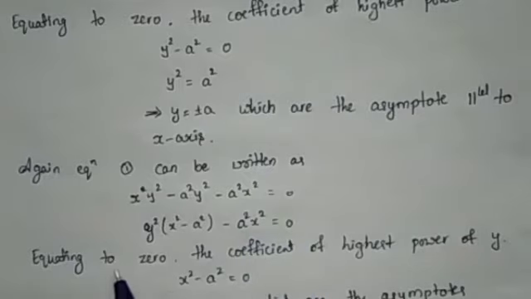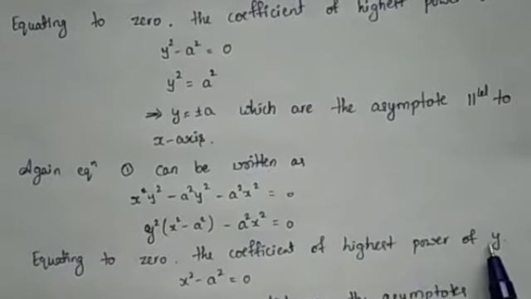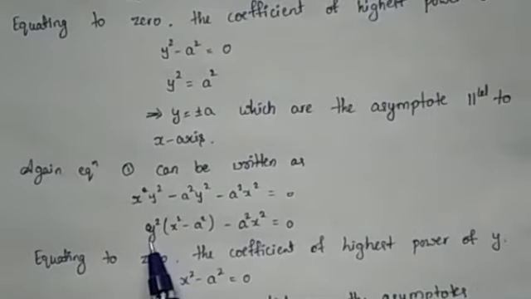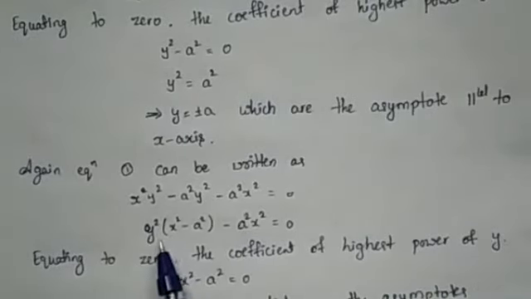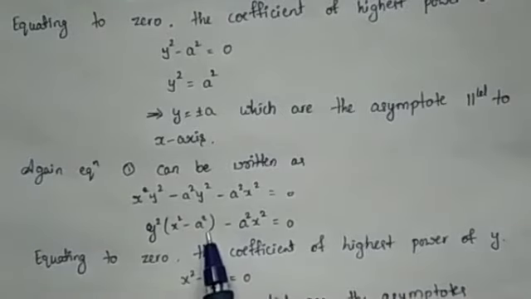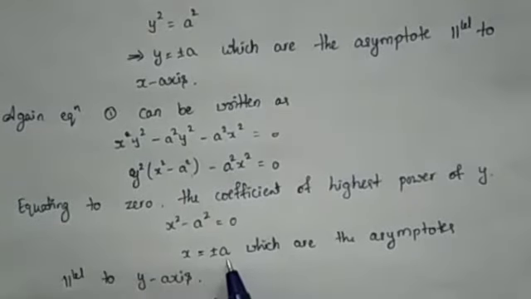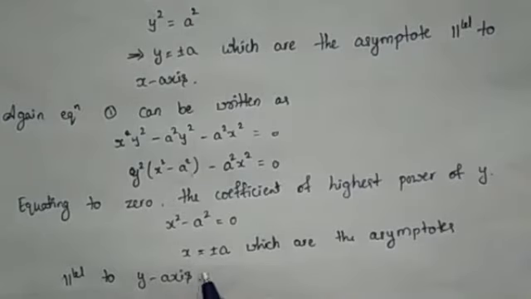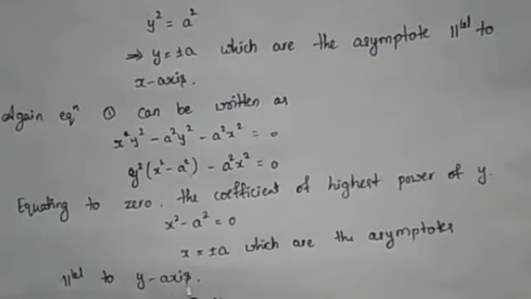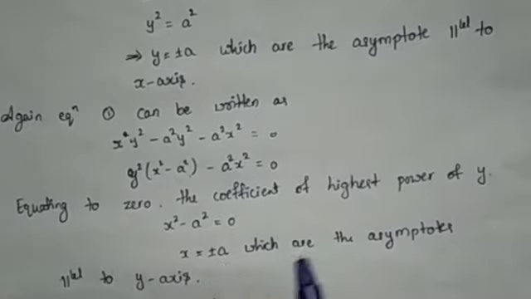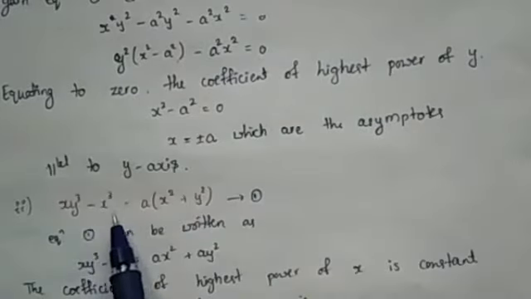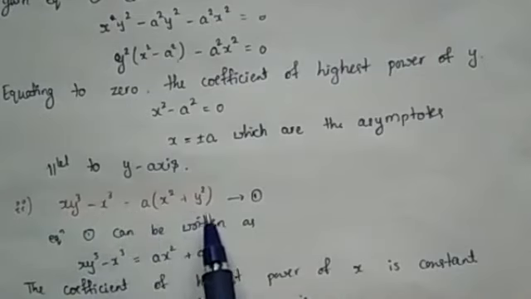Equating to 0 the coefficient of highest power of y. The highest power of y is y square and its coefficient is x square minus a square. x square minus a square is equal to 0, then you get x is equal to plus or minus a, which are the asymptotes parallel to the y axis. So the asymptotes parallel to the y axis are x is equal to plus a and x is equal to minus a.